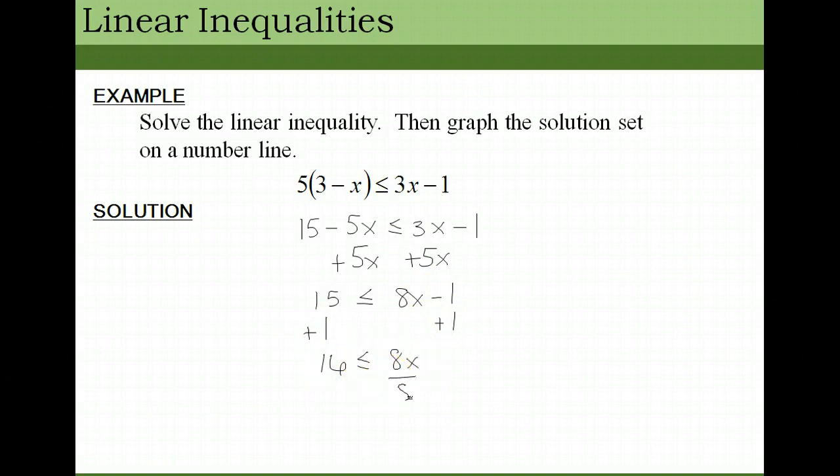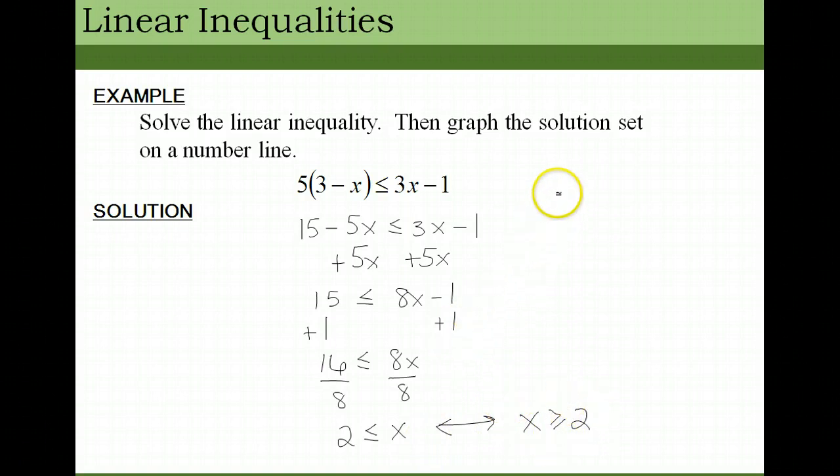Now I'm going to divide by 8. Notice that's a positive number, so I don't have to worry about switching the direction of the inequality. So I get 2 less than or equal to x, right? Or the same way to write that would be x is greater than or equal to 2, right? Those two things are the same, notice. This says x is greater than or equal to 2. This says x is greater than or equal to 2, right? Same thing. So this is inequality notation.